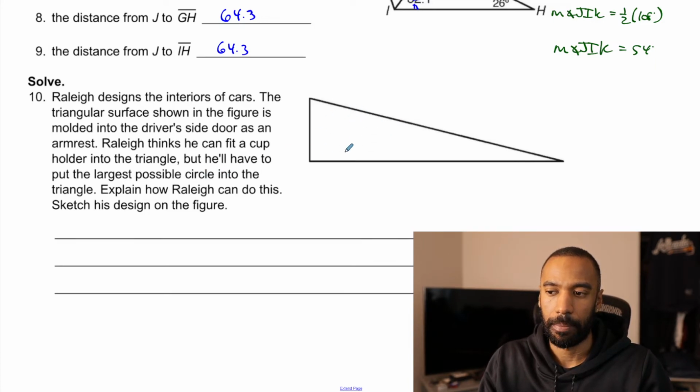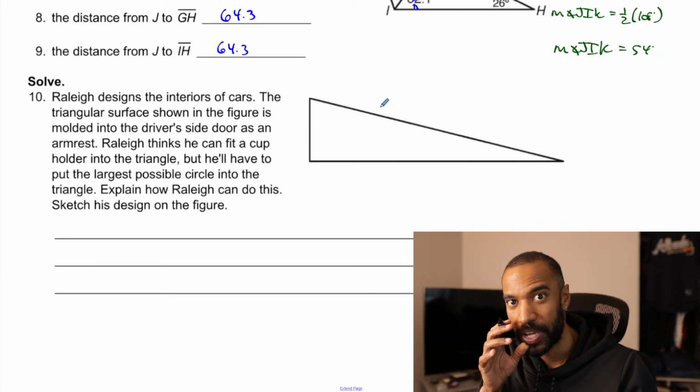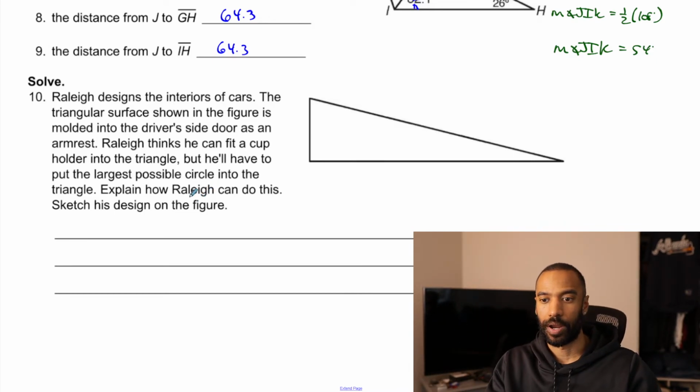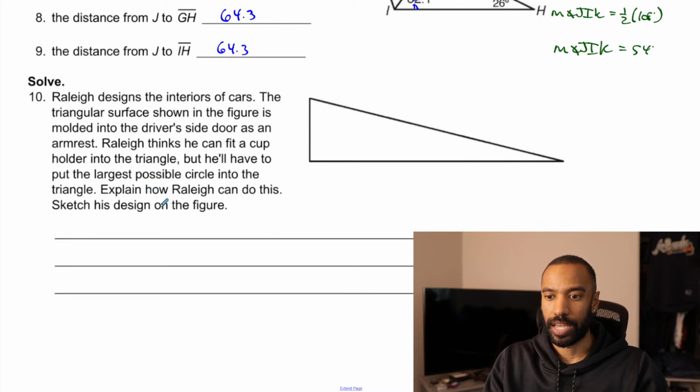So basically, there's a cup holder in this portion of the door inside the interior here. He wants to make a circular cup holder. He wants to make the largest possible one, which means one that's going to fit as the in-circle of the triangle. So explain how Raleigh can sketch his design on the figure.